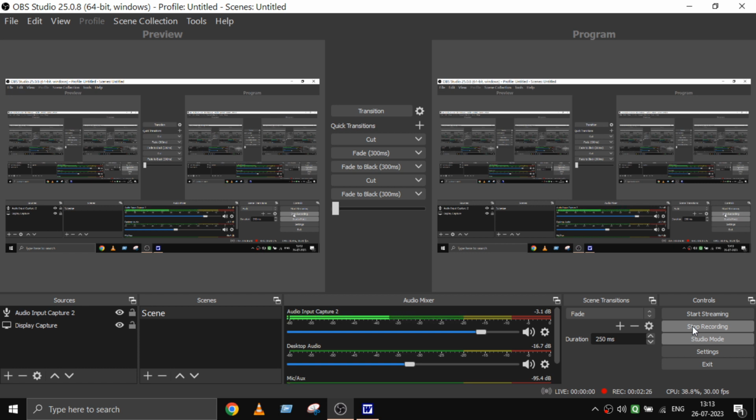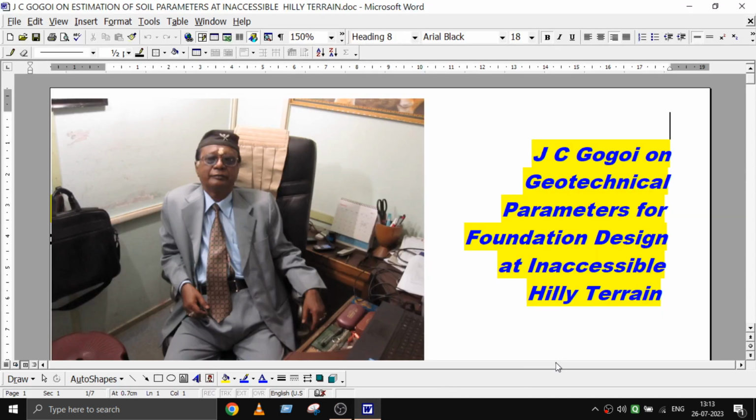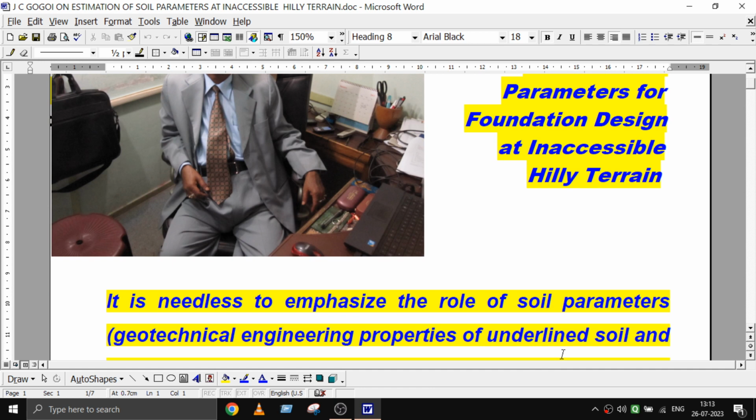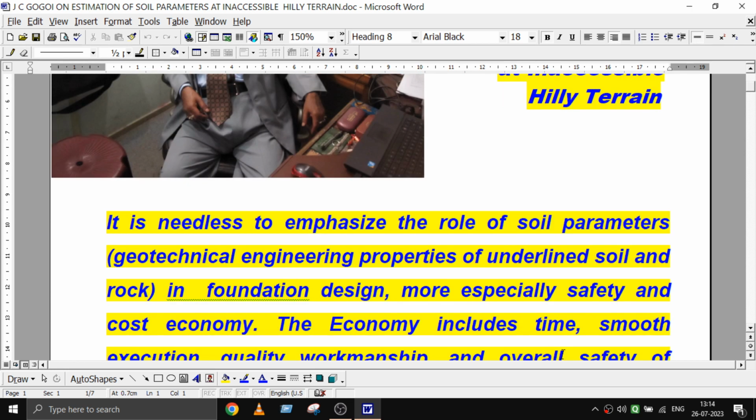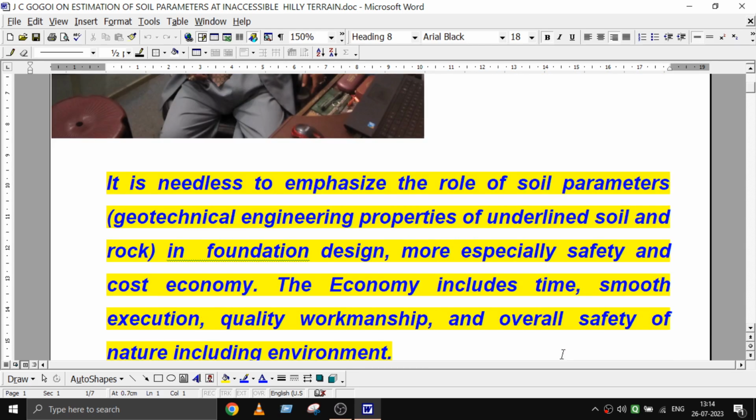So, we are all aware that for construction of any foundation, we need some basic soil parameters. It is needless to emphasize the role of soil parameters, that is, geotechnical engineering properties of underlying soil and rock, especially in foundation design. More especially for safety and cost efficiency. Cost economy includes time, smooth execution, quality workmanship, and overall safety of nature, including environment.